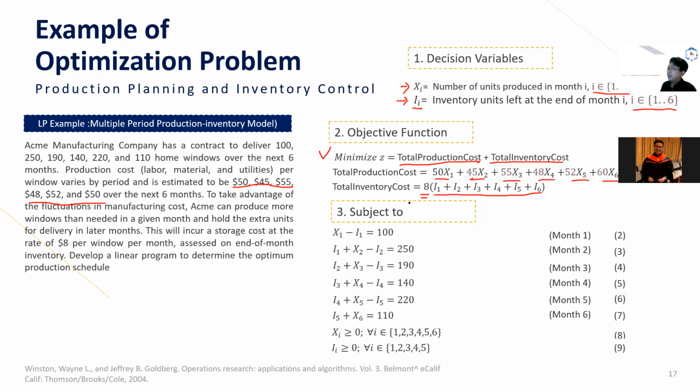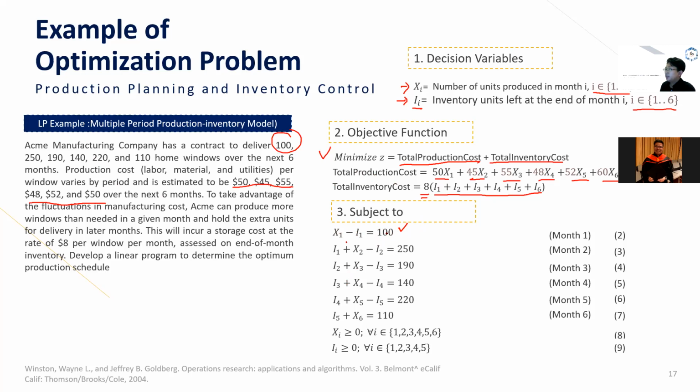The last is the constraint that we want to make sure that the production will match the demand for each month, and the excess demand will be considered as inventory. Therefore, to match the first month demand, we have 100 demand in the first month, right?